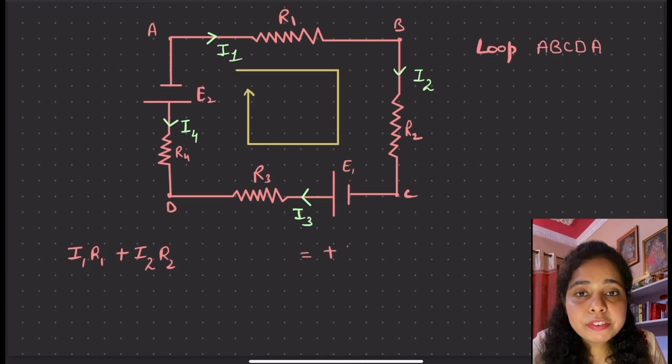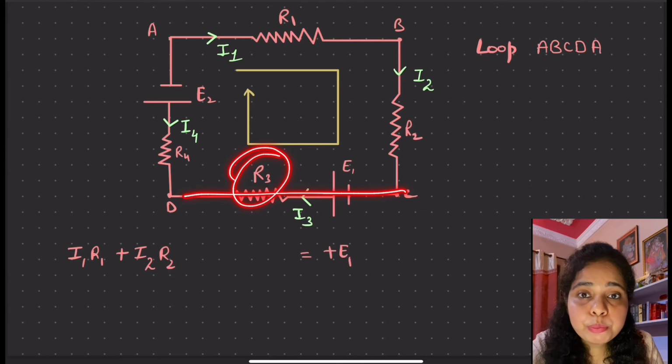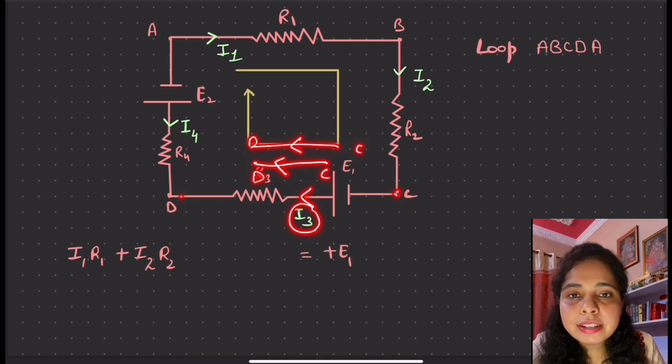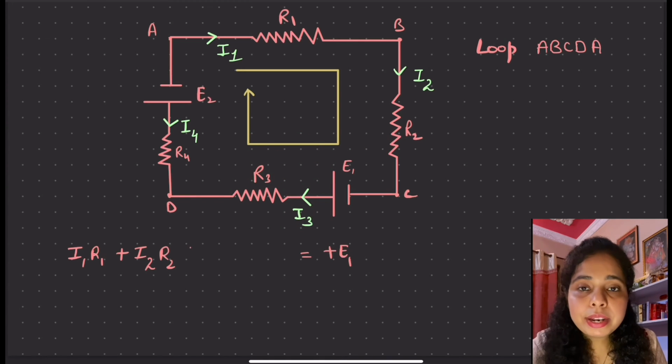Now we are having R3 resistor in the branch C to D. Our loop is moving from C to D and current I3 is also moving from C to D. Therefore, we can say it is a positive product, that is plus I3 R3. So we will write plus I3 R3 on the left hand side of the equation, right?